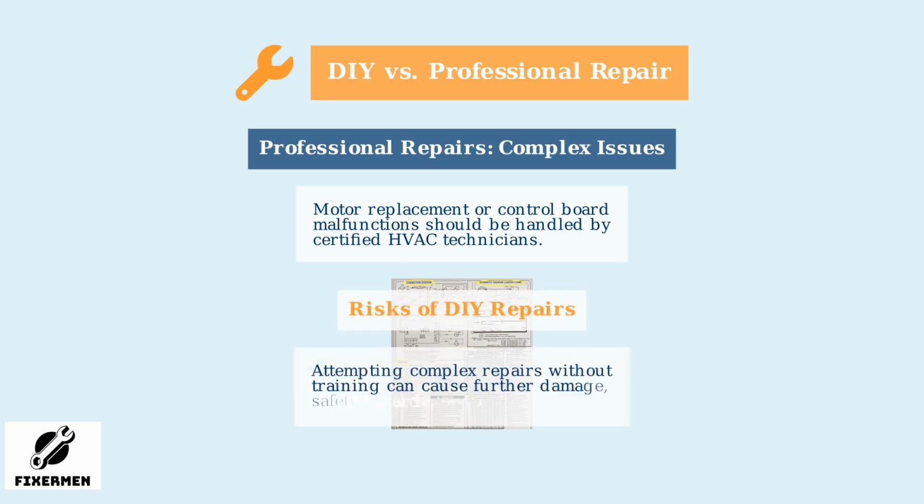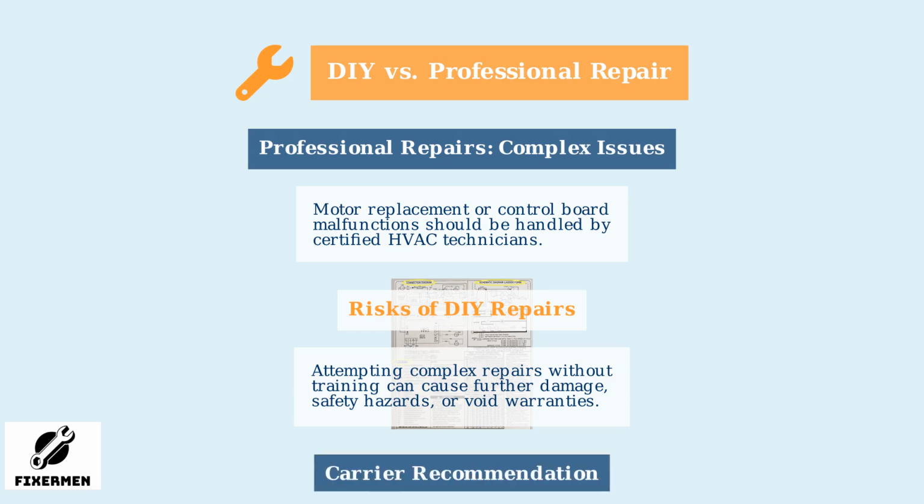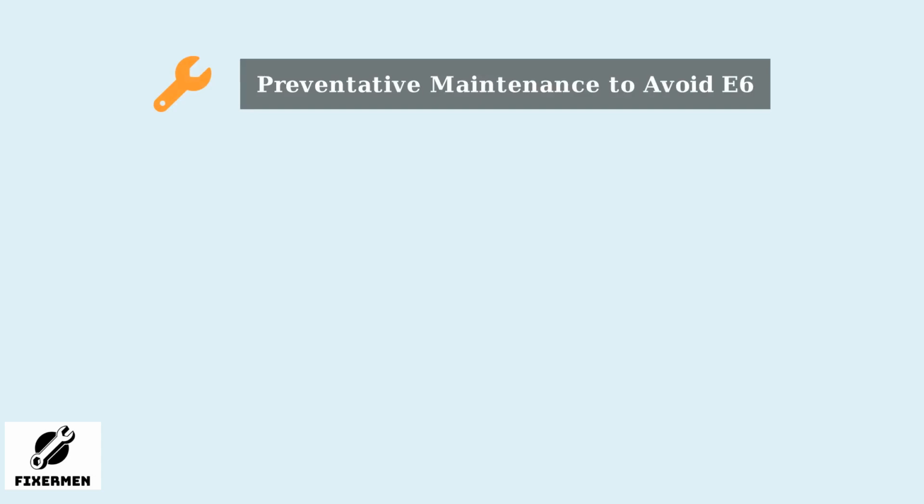Attempting to repair these complex issues without proper training can lead to further damage to the system, create safety hazards like electrical fires, or even void your warranty. Carrier recommends professional intervention for most E6 cases to avoid voiding warranties and ensure the repair is done safely and correctly. Regular maintenance is key to preventing E6 errors. By addressing common issues before they become problems, you can avoid costly repairs and ensure your system runs efficiently.